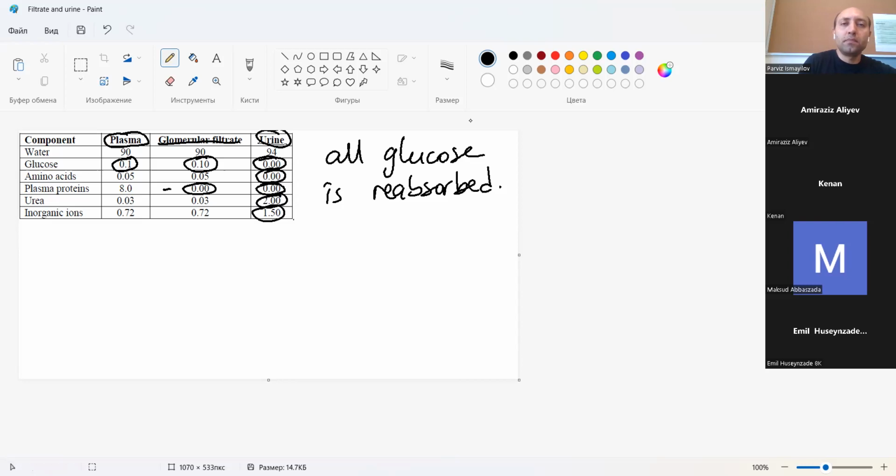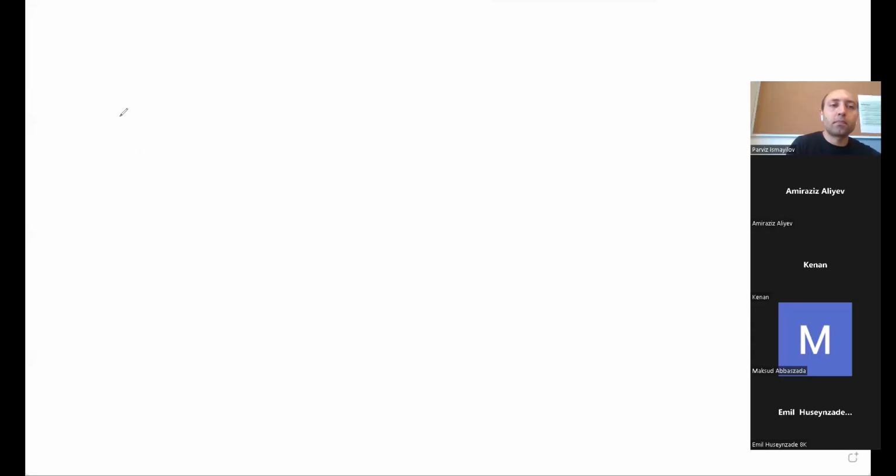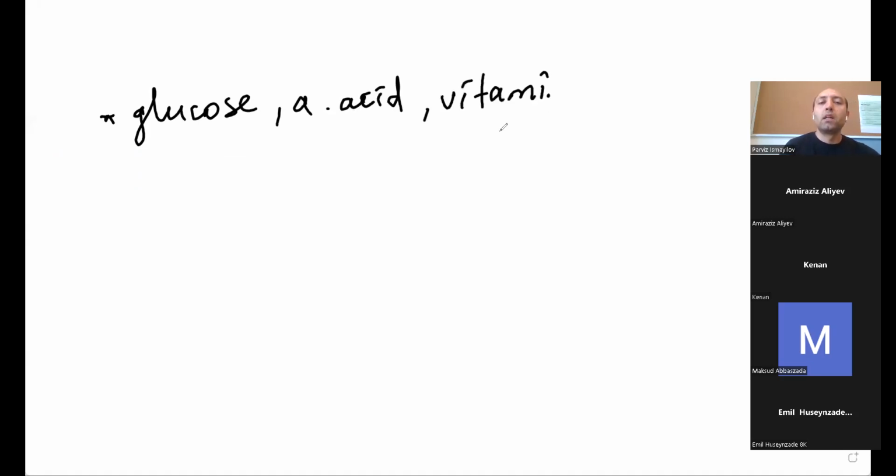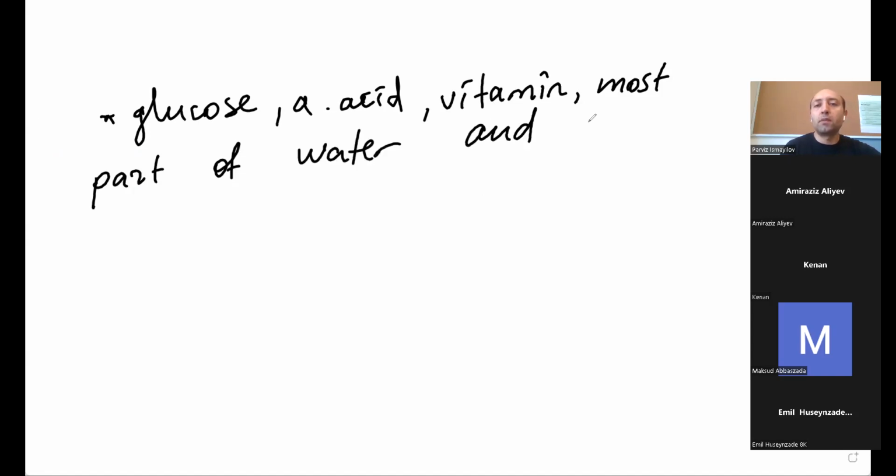So if a substance is needed for the body, such as glucose, then amino acids, or vitamins, they are reabsorbed. Most of the water and minerals are also reabsorbed.